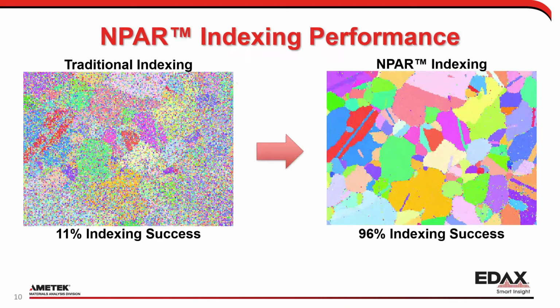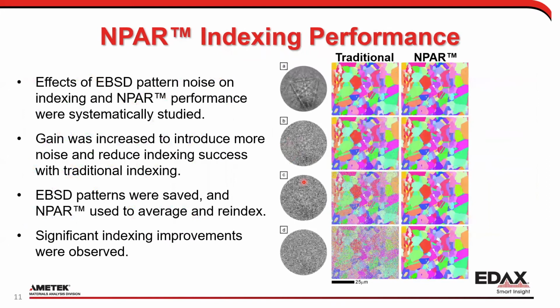In general, this is what happens as you increase your signal to noise ratio. You add more noisy data, but NPAR easily recovers it. You can see here that there's no visible pattern really. In D, you do get some indexing over here. You can see the grain structure in general, but it's very, very noisy. But with NPAR, it makes it perfect.